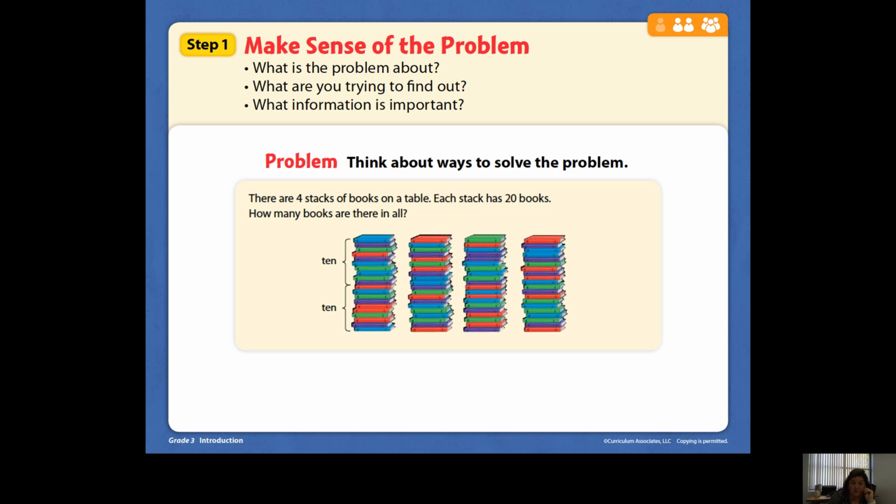Another way that we could do this is we could actually write an equation and do multiplication with this. So I'm going to let you take a couple of seconds, a couple of minutes to think about what a multiplication sentence would possibly look like and that would represent this. Go ahead and get started on that.